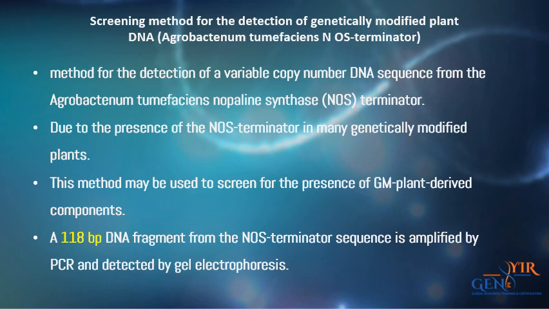A false positive result can occur since the amplified sequence is derived from Agrobacterium, which is a soil bacterium present in nature. Positive results may indicate the presence of a GM plant-derived product but shall not be interpreted without additional confirmation. The potential contamination of the material with Agrobacterium or related bacteria should be considered. A 118 base pair DNA fragment from the NOS terminator sequence is amplified by PCR and detected by gel electrophoresis. The identity of the PCR product can be verified, for example by DNA sequencing.